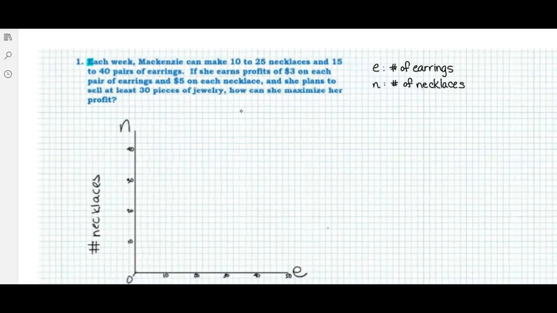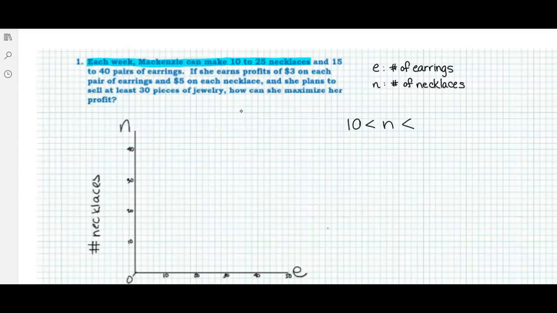The first sentence says, each week Mackenzie can make 10 to 20 necklaces. When it's between, we can put our variable between the two numbers. She can make 10, she can make 25, and everything in between. And 15 to 40 pairs of earrings, including 15 and 40.